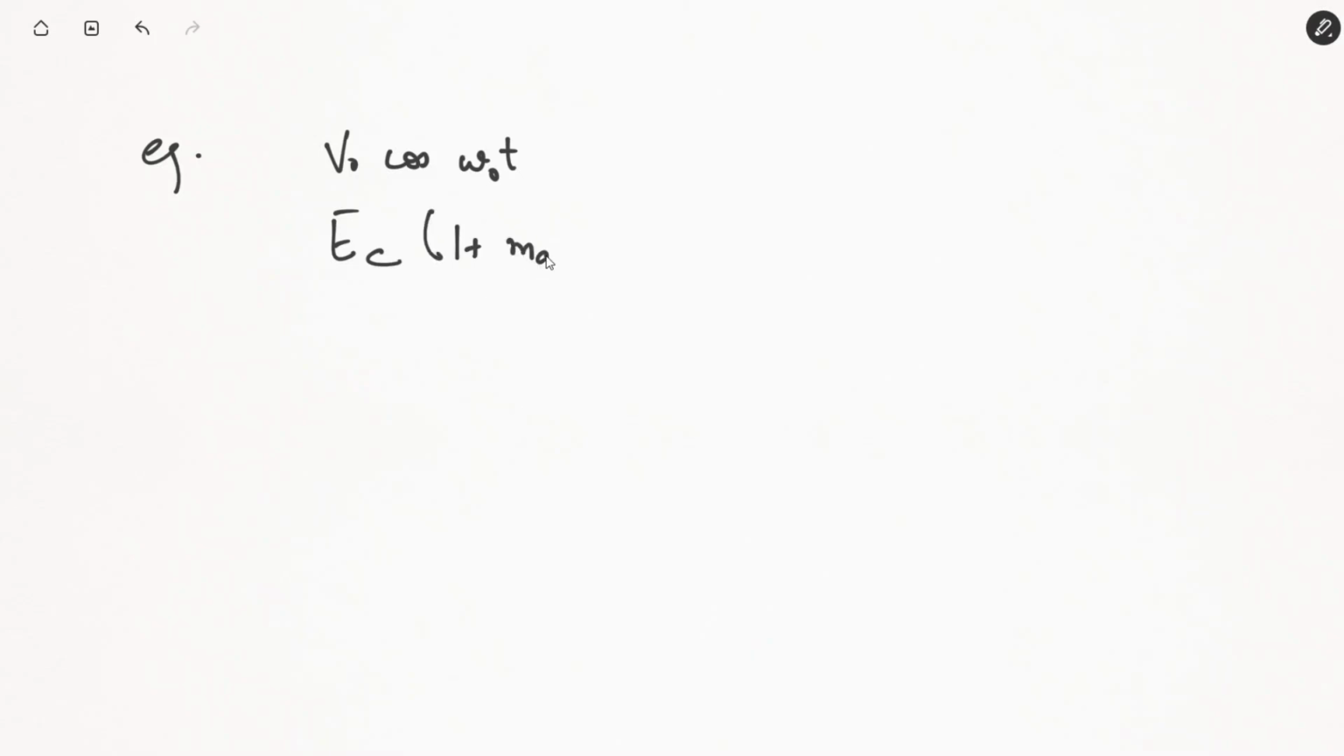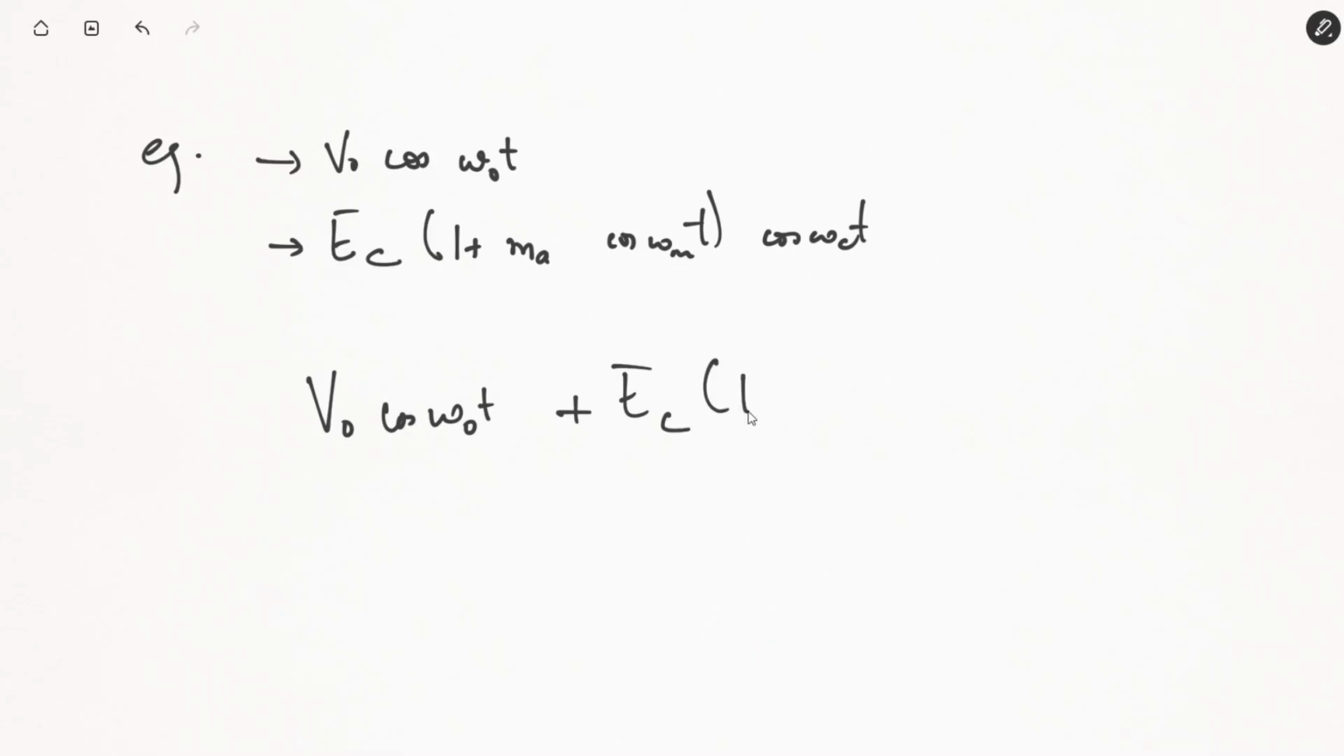This is an example. The upper one is the signal produced by the oscillator, while the second signal is the local radio frequency signal that we are actually trying to analyze. So what the mixer will do is that it will combine the two signals, V naught cos of omega t plus, simply the addition. You can have the addition of these two, or you can have the multiplication of these two.